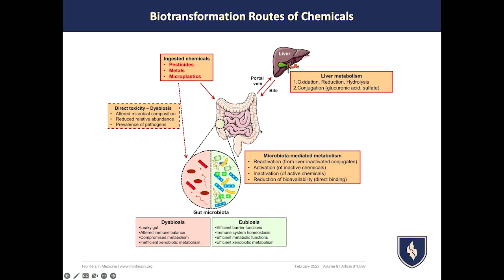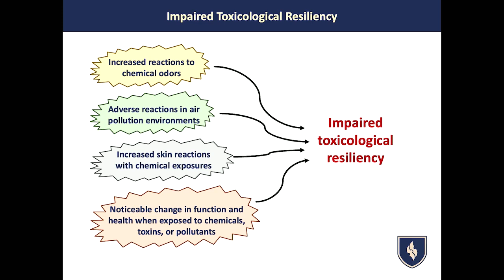And then the microbiome also has phase 1, phase 2 biotransformation pathways. So they're also involved with getting rid of our toxic load. So as our phase 1, phase 2 pathways become compromised in the liver or gut, as we get older, we start to lose toxicological resilience. So the symptoms of impaired toxicological resilience are increased reactions to chemical odors, adverse reactions in air pollution environments.